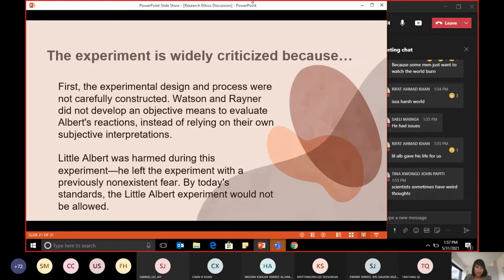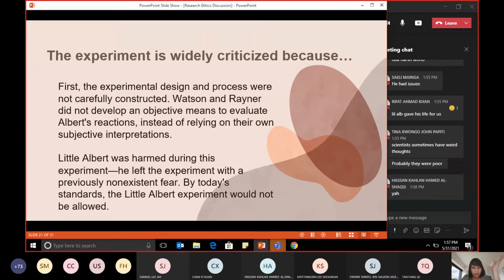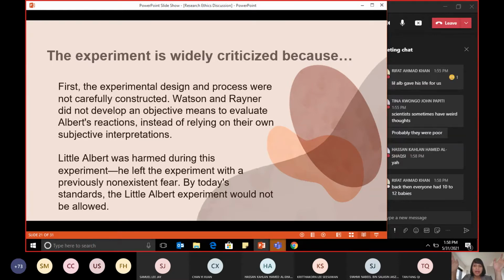That's one. Number two, Albert was harmed during this experiment. By today's standards, the Little Albert experiment would not be allowed. Of course, we won't allow it. I seriously don't understand how the parents could allow Little Albert to participate. I think maybe in return they might get money, or tokens. I'm not sure, because those days, it is not something recent. So maybe in return they got tokens or something, or maybe a group of people would respect them more, and they wanted the baby to be famous.